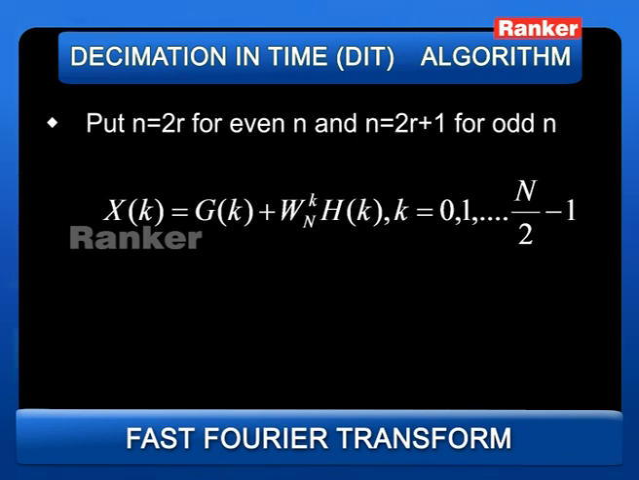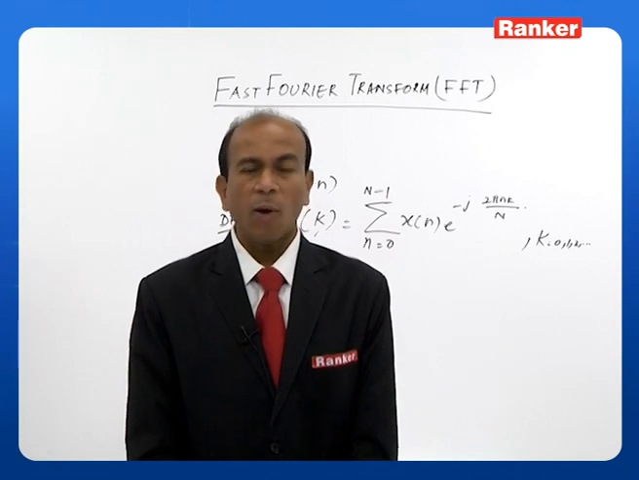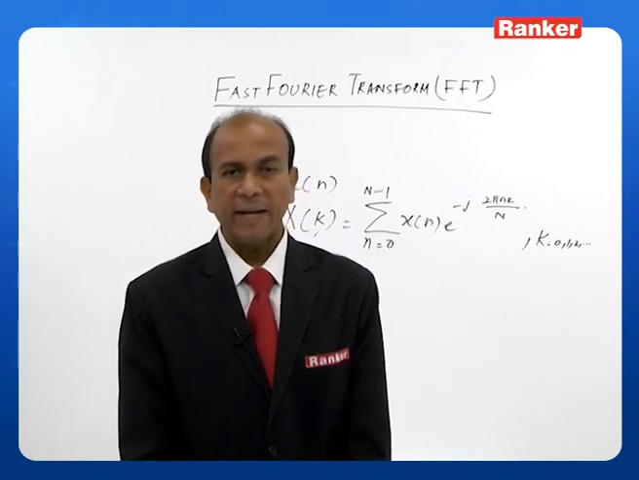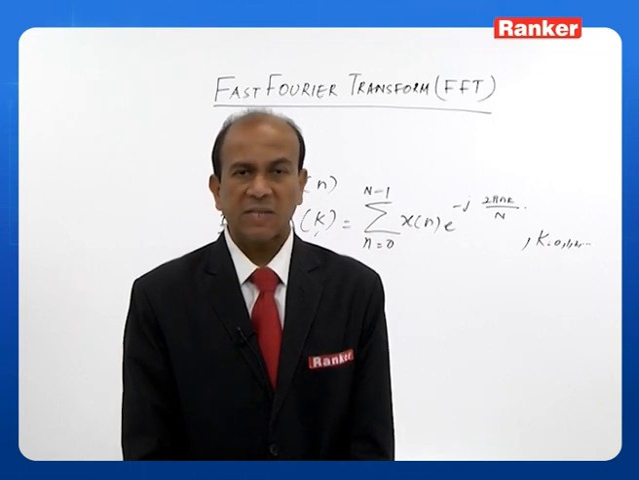Then x of k can be written in two terms, one is g of k and the other is h of k, where g of k is not scaled, whereas h of k is scaled by a factor W_N to the power k, where k varies from 0 up to n by 2 minus 1. Earlier it was n minus 1. Because we have broken the whole sequence n into odd and even, the sequence length now will be limited to n by 2 minus 1.